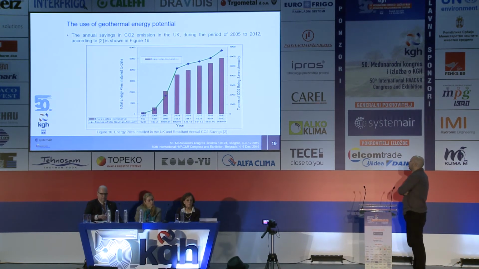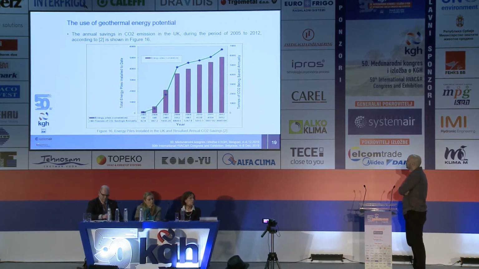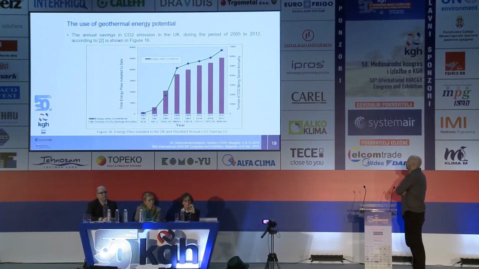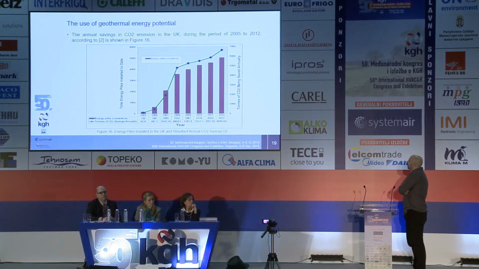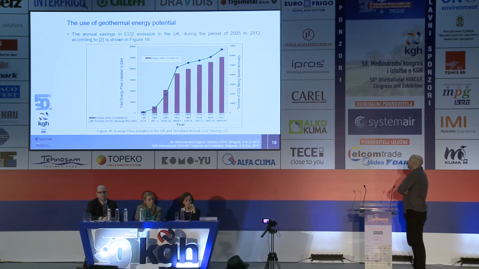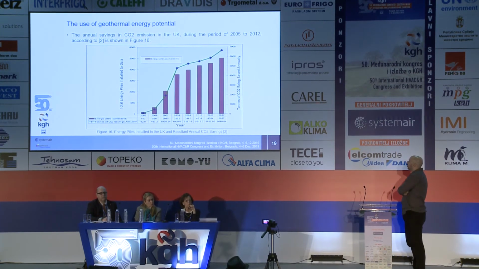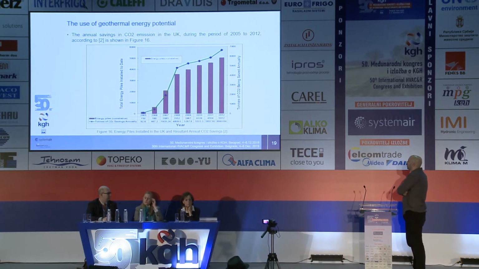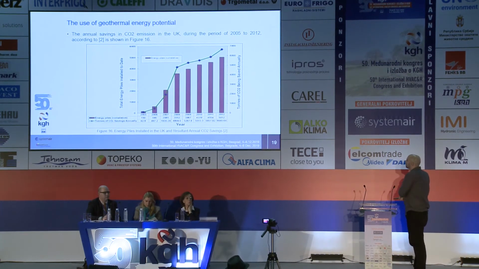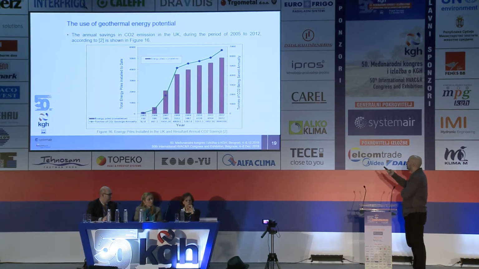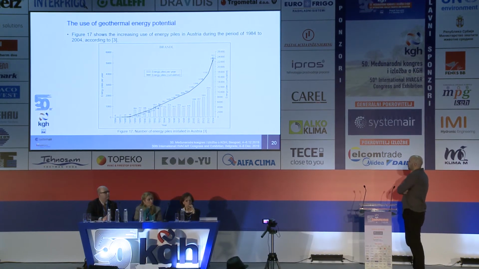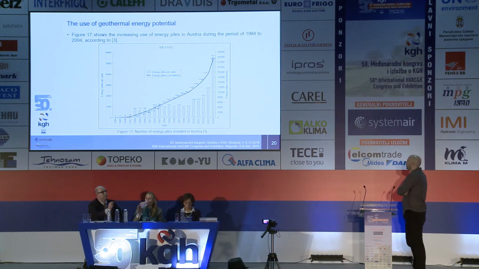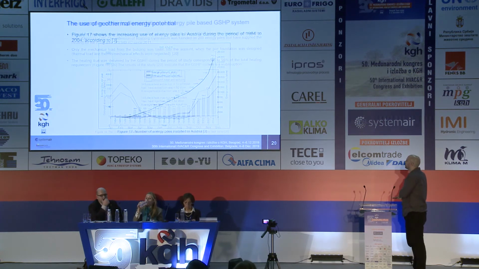Essentially, it shows the cumulative increase in use of energy piles in the United Kingdom, and also it shows the effect of the use of energy piles on the reduction of CO2, or if you like, resultant annual CO2 savings. These charts show the increasing use of energy piles in Austria since the period when they began its use in 1984 and in the next 20 years.